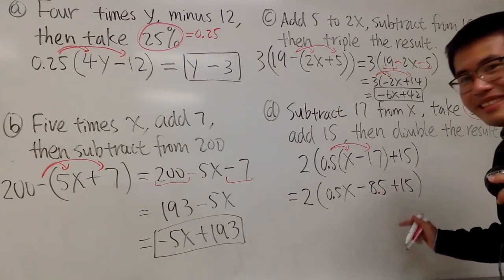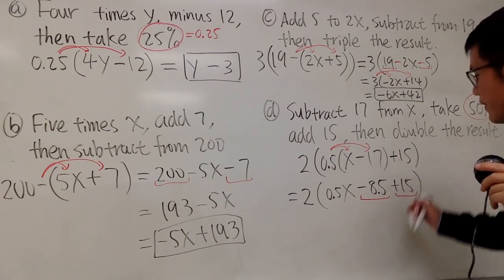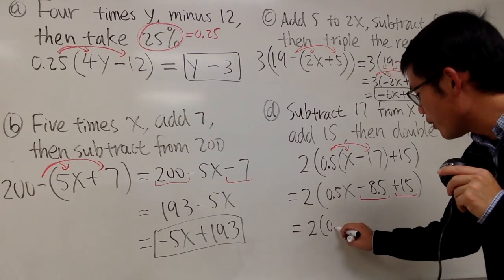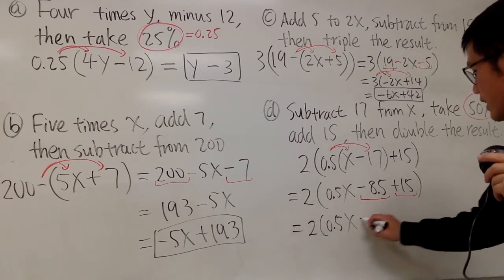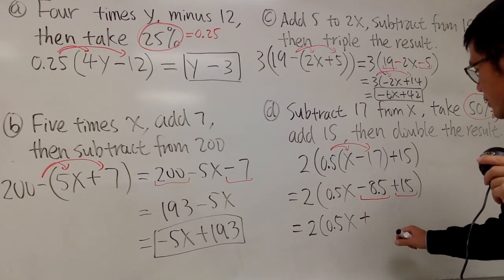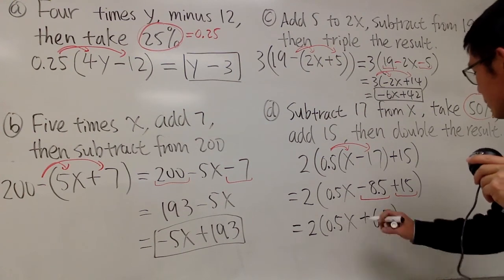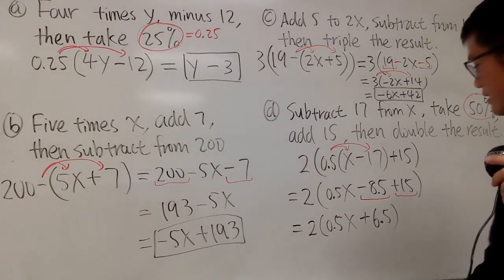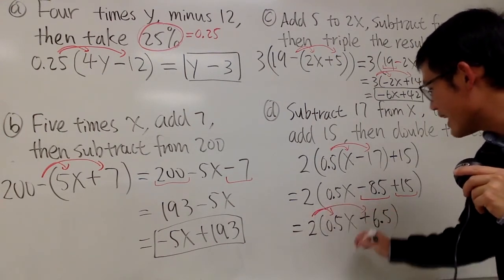And then again, do this inside out. We see that we have negative 8.5 plus 15. So this right here, we get 2 parentheses, 0.5x. This and that. I believe we have plus, and then this is going to be 6.5, positive 6.5. Am I positive? Let me just double check. Yes, positive 6.5. Finally, we do 2 times this, 2 times that.